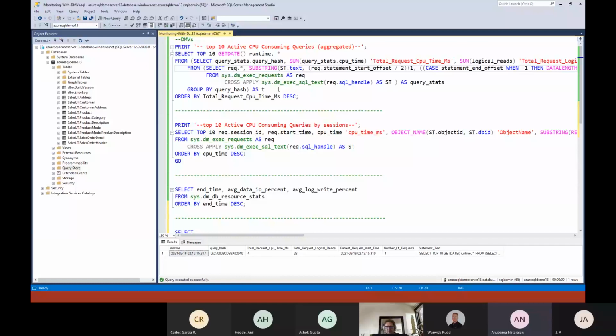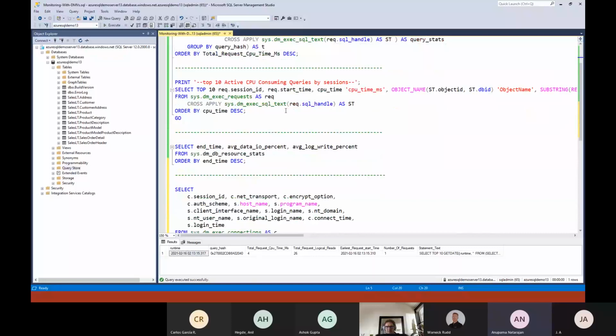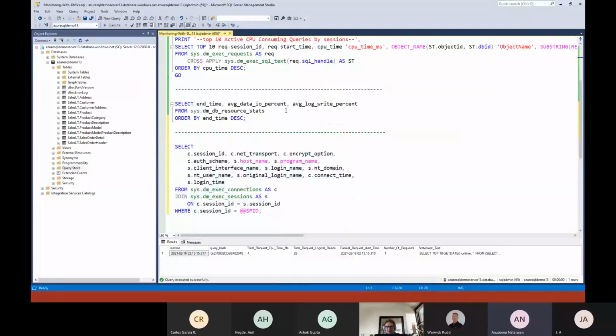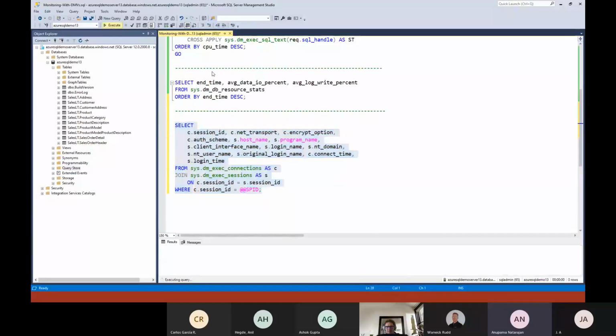So where you can look for the top 10 CPU consuming queries if you need to, and how many active CPU consuming queries I have got by sessions. So this is another one which I said, who are the people who are connecting, or what are the different connections that are happening onto my Azure SQL database.